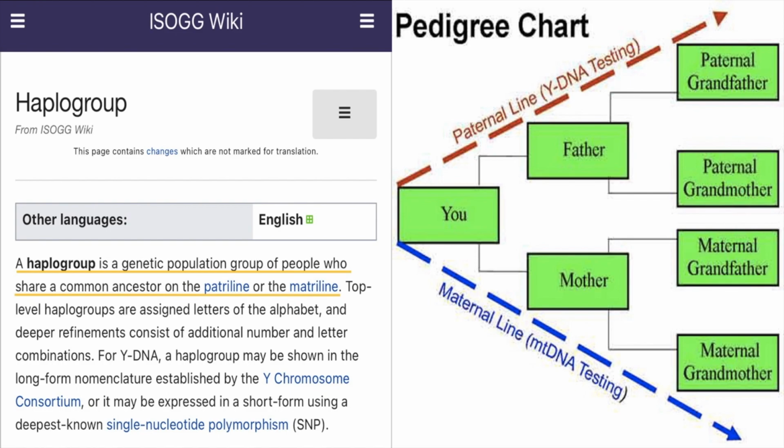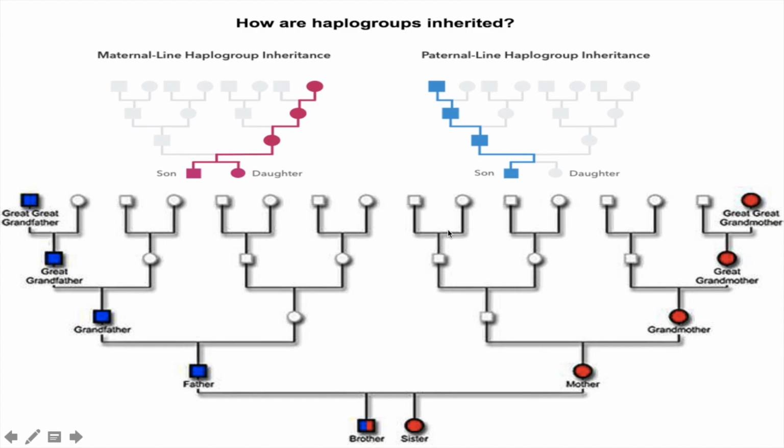This is from ISOGG Wiki, and it says a haplogroup is a genetic population group of people who share a common ancestor on the paternal line and the maternal line. So have this as a representation of yourself, you having your father's paternal or Y DNA, and then your mother's maternal line. If you were a man, you'd carry both, but if you were a female, you'd only carry the mother's. Here's another visual representation of this.